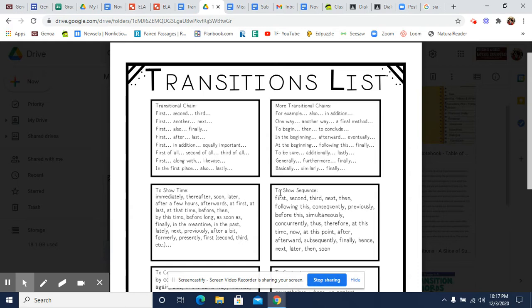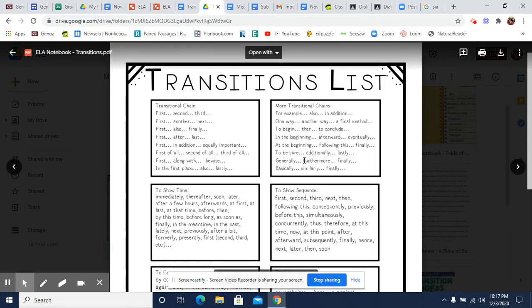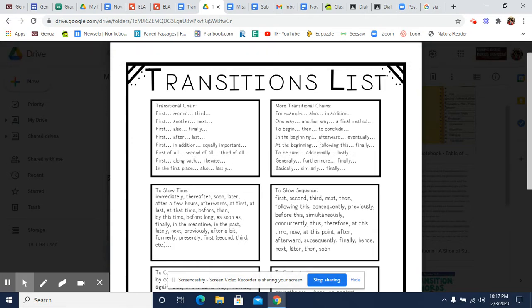So these are called transitional chains. In other words, like first you do this, then second, or first, in addition, equally important. Okay, those kind of things. So you have two boxes full of kind of a chain where there's a list of things that you're doing. Okay, this is all leading up to writing a narrative. So we're not really going to have a list of things that you're going to do. You're going to be writing a story.